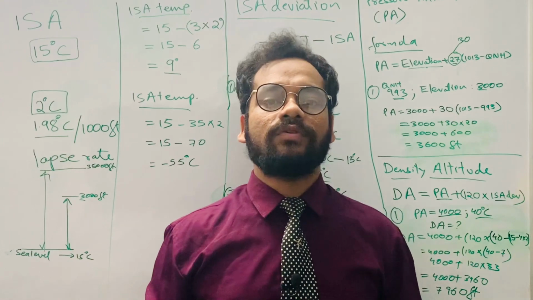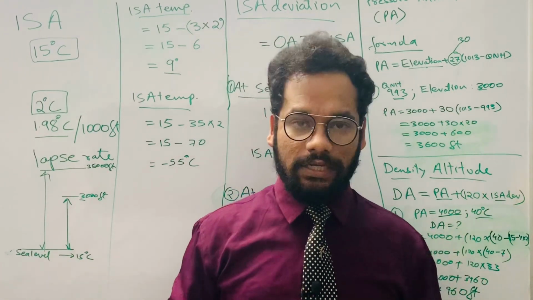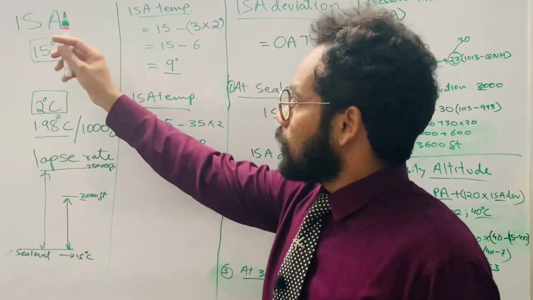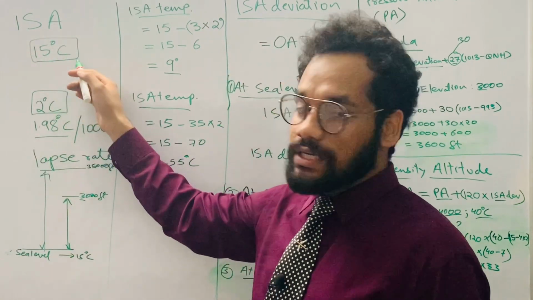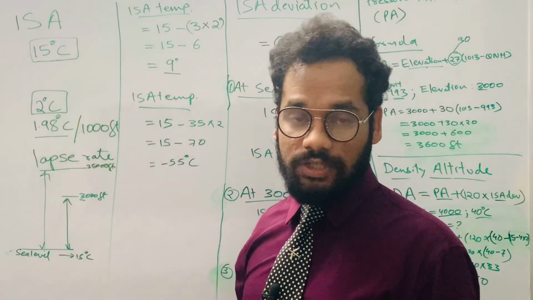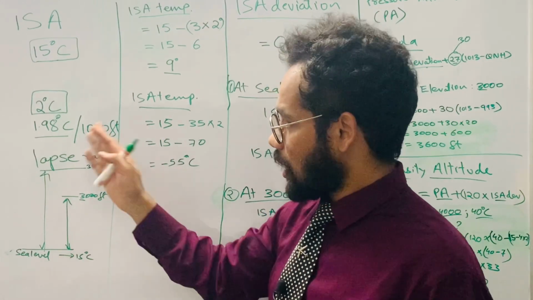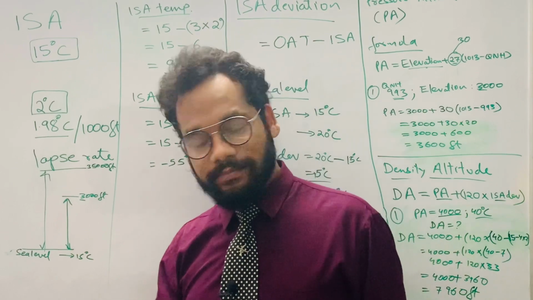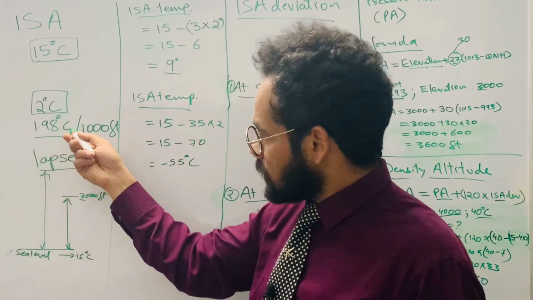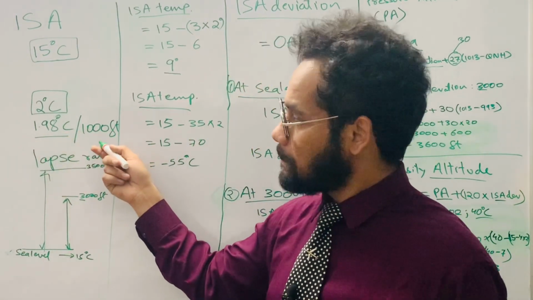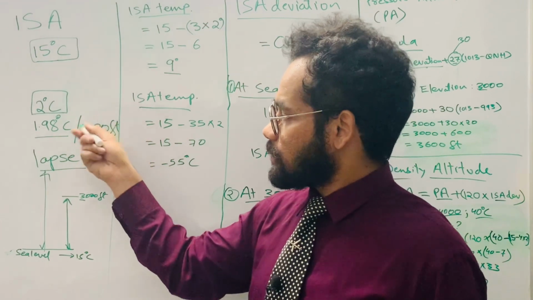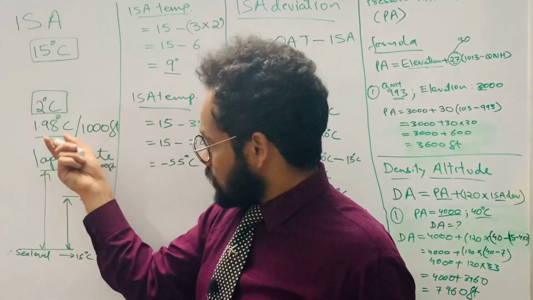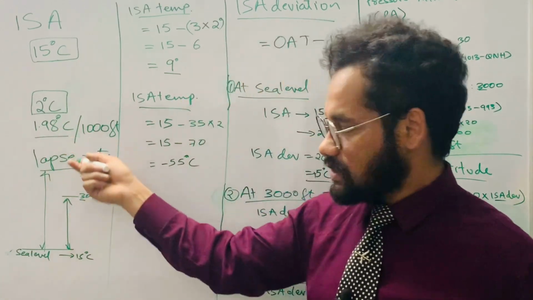So friends, I hope you have understood whatever we have discussed till now. So let me quickly summarize whatever we have discussed today. We have discussed that the ISA temperature at sea level is 15 degrees. Now this 15 degrees decreases with increasing altitude. And how does it decrease? It decreases by something called the lapse rate, which is 1.98 degrees Celsius per 1000 feet. For the purpose of our calculation, we consider a 2-degree decrease in temperature per 1000 feet. That is the lapse rate.